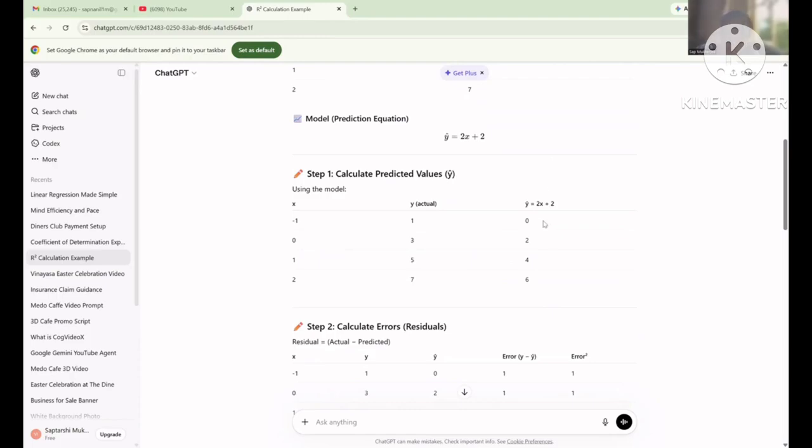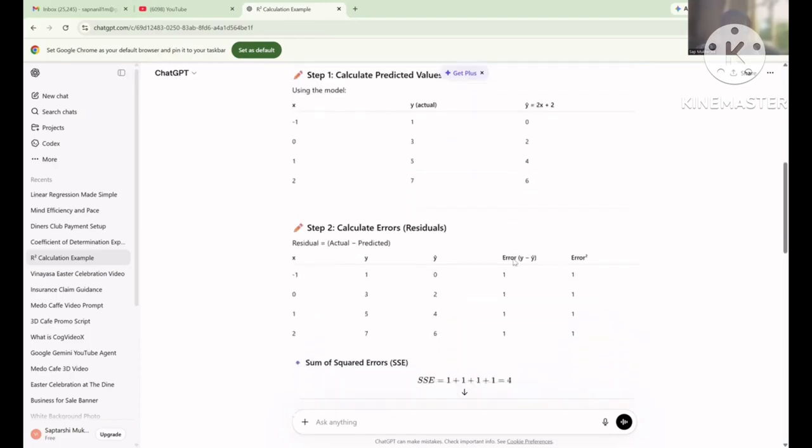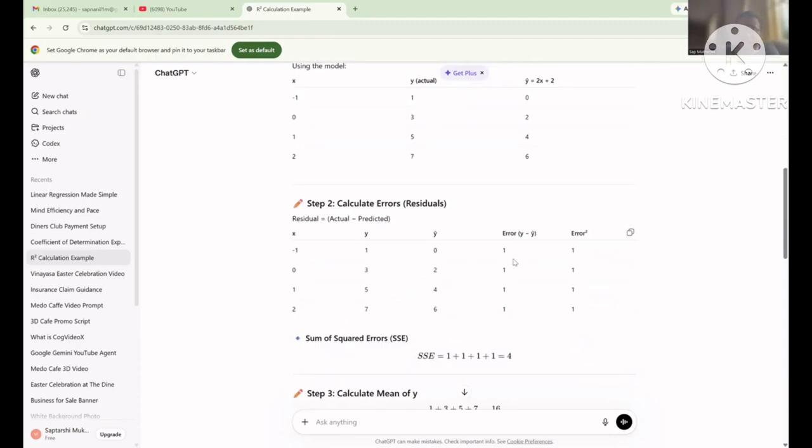Once we have a predicted output for this particular model, we need to see what the error is. The very important part is calculating the error. Error is y minus y hat, meaning we take the actual value minus the predicted value. So 1 minus 0 gives us the error, which is 1. For all the cases, we have got the value of error, right?